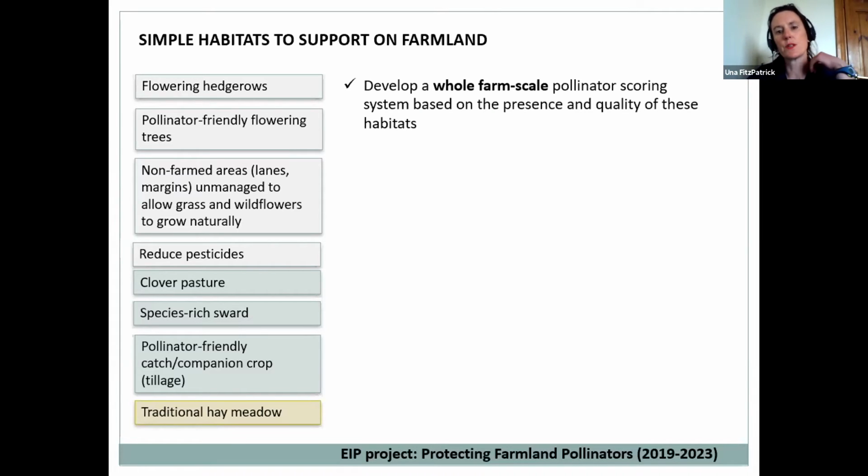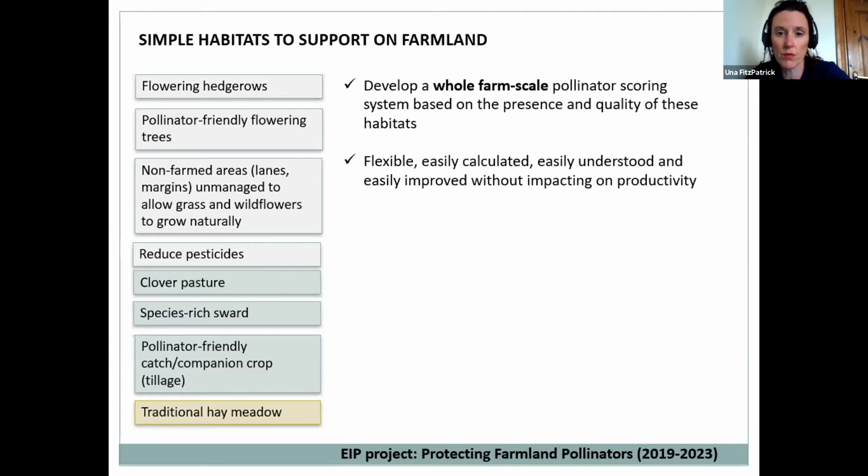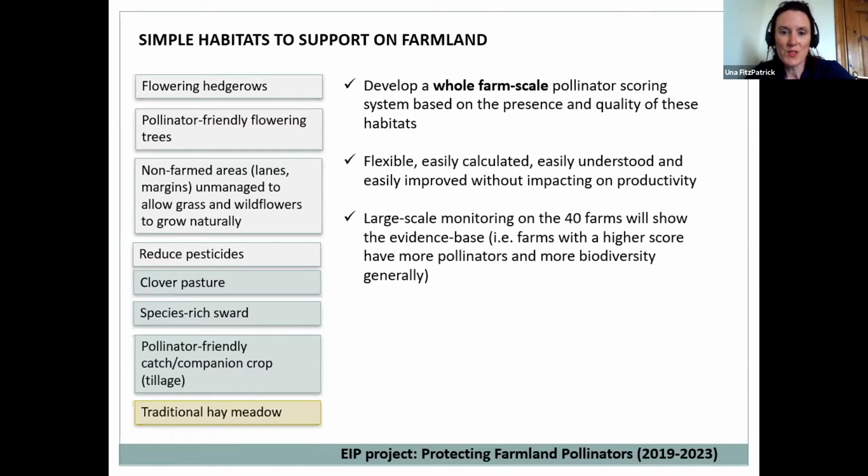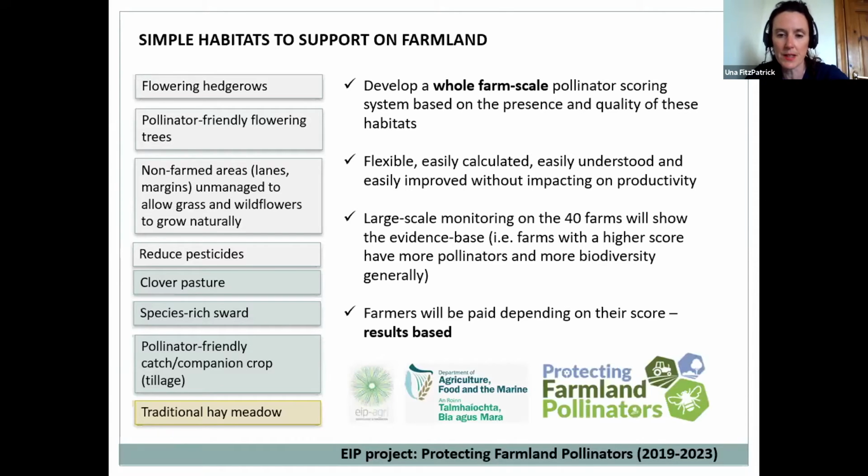So what we wanted to do was to develop a whole farm score based on the presence and the quality of those habitats. We wanted the score to be flexible, easily calculated, easily understood by the farmers, and easily improved without impacting on the farm productivity. We want to carry out monitoring on the farms to show the evidence base so that those farms that do have a higher score actually do have more pollinators and more biodiversity. And then we wanted to pay farmers for their score, so it's a results-based project. So in essence, that's what this Protecting Farmland Pollinators project is trying to do.